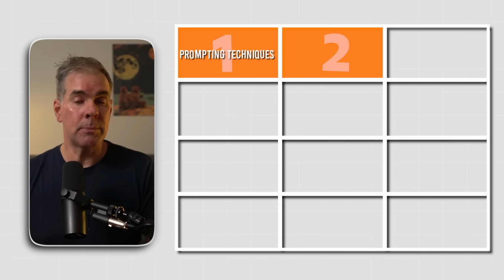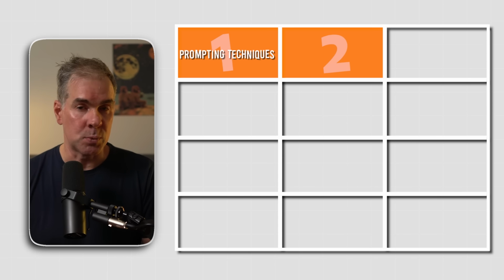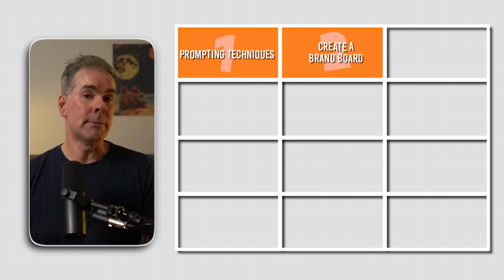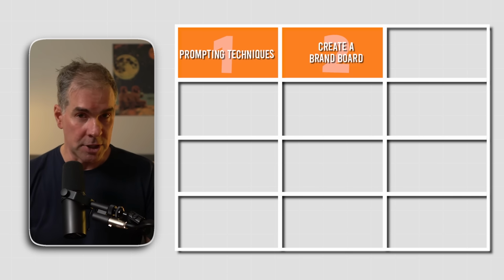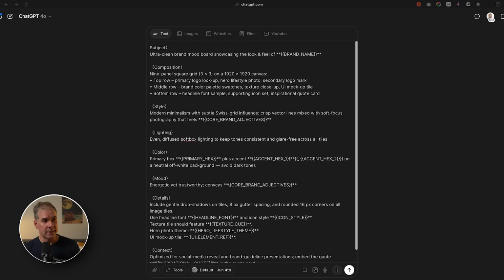All right, the next thing I want to show you, now that we have our prompting techniques for creating consistently reliable images with ChatGPT, let's create a brand board, because a brand board can drive the future look and feel of all your brand images. This is the prompt that I like to use, and it simply includes each of the 8 elements that we just talked about. So again, it's got your subject, composition, style, etc., and the input variables for each one of these sections of your prompt.